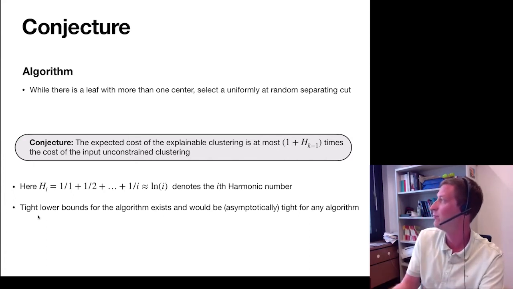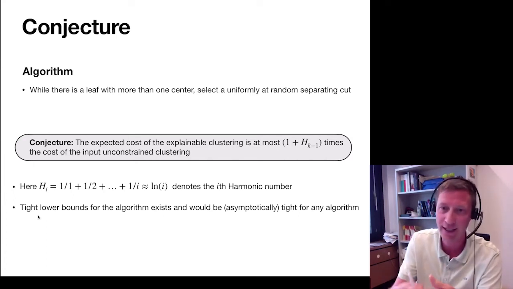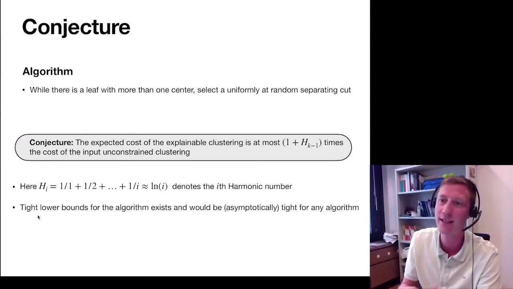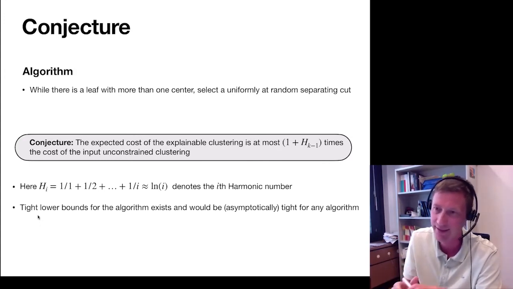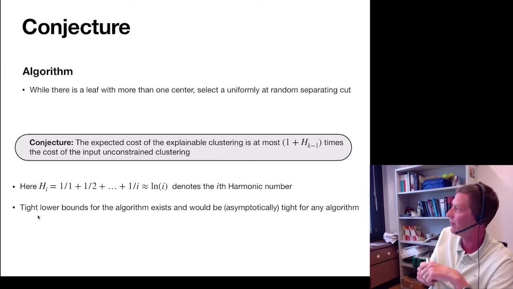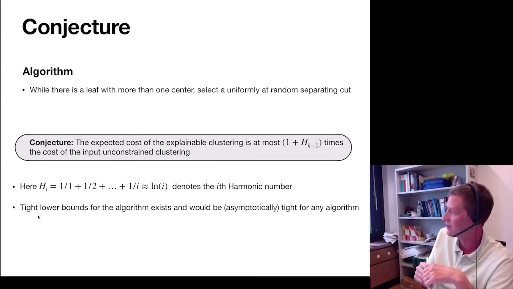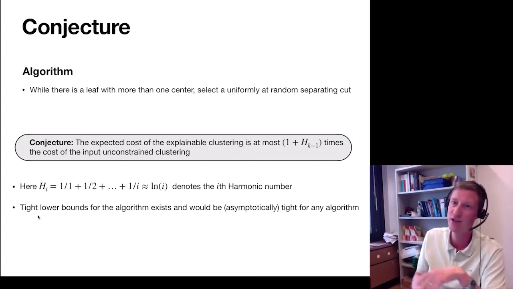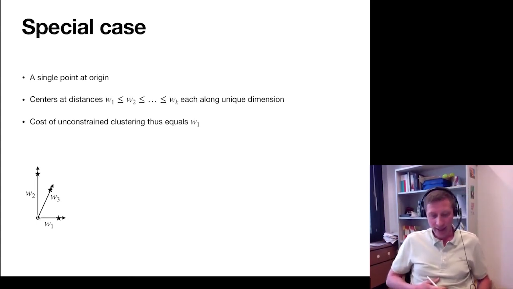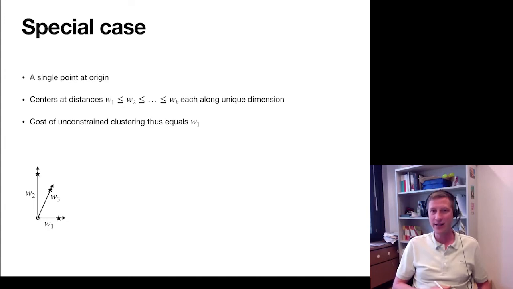So you can worry about the expected cost of a client in this process, because then you can appeal to linearity of expectation. So we can just worry about the expected cost increase for a single client. We just need to analyze client by client and then say the total expected cost increase is just the sum of the increases of the clients. So let's just worry about one point. Let's assume our instance only has one point at the origin. And now I will look at this special case, okay?